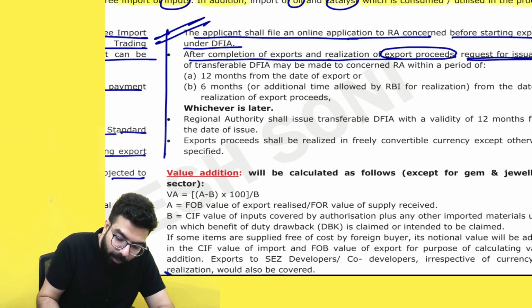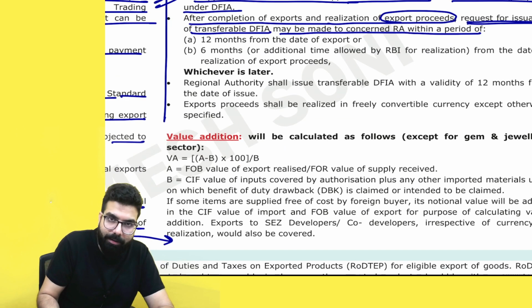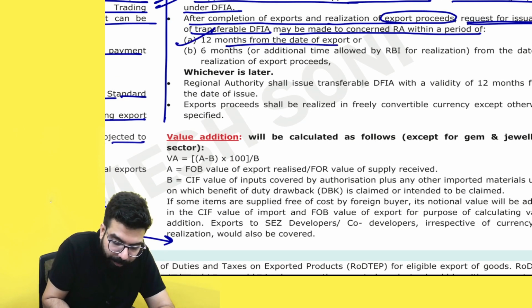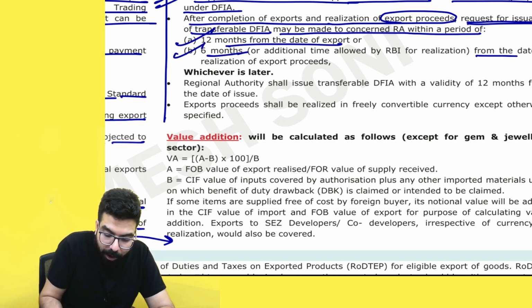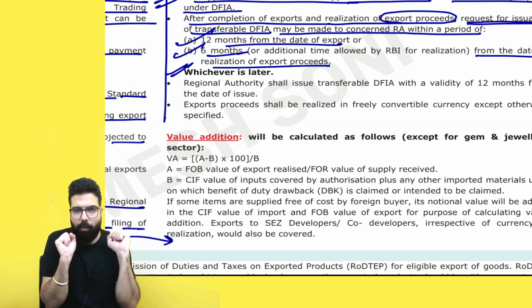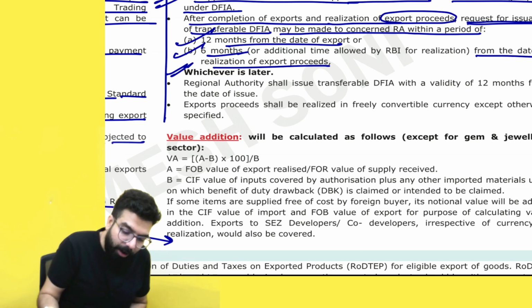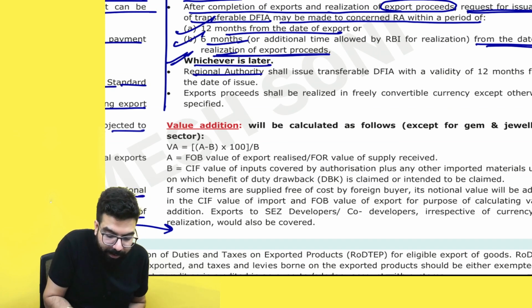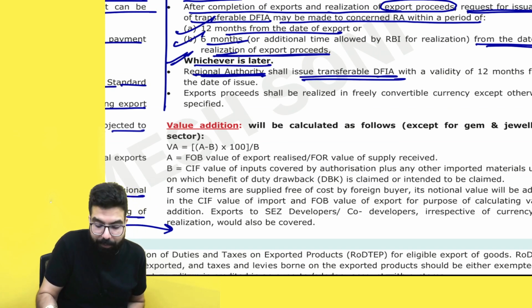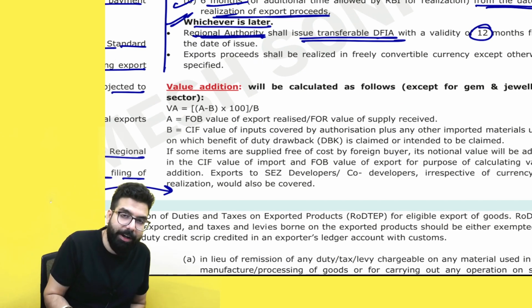They are saying the request for issuance of transferable duty-free import authorization may be made with the concerned regional authority within a period of 12 months from the date of export or 6 months from the date of realization of export proceeds, whichever is later. So, 12 months from the date of export you should make an application for the duty-free import license, or 6 months from the date of realization of proceeds, whichever is later. The regional authority shall issue transferable DFIA, and its validity will be 12 months from the date of issue.